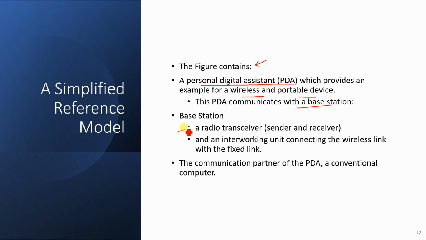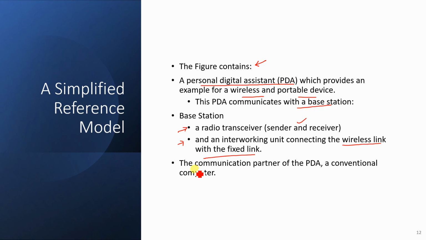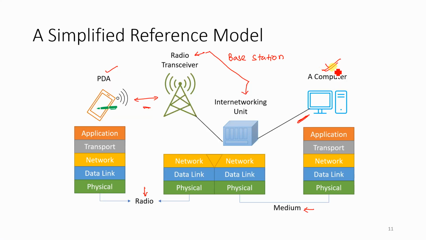So what is a base station? A base station has two parts. One is your radio transceiver, which acts as a sender and receiver, and an internetworking unit connecting the wireless link with the fixed link. You can see here, this part is the wireless link, and this internetworking unit will be connecting with the wired link. This is the wired link, this is the wireless link. So it is acting as the intermediary between them. Similarly, the communication partner of the PDA is a conventional computer, through which the PDA is trying to communicate.